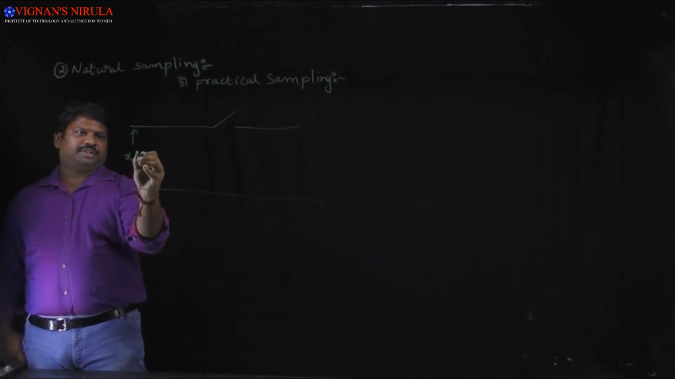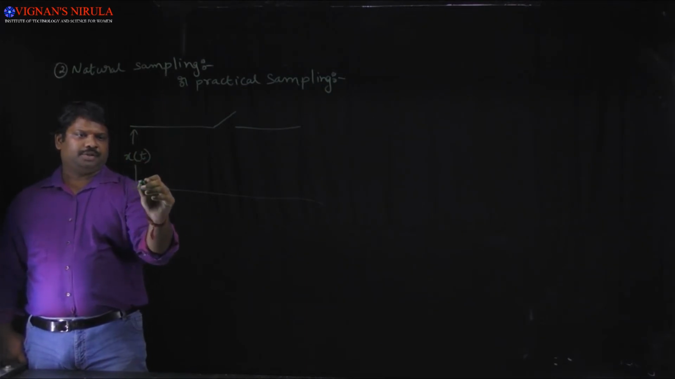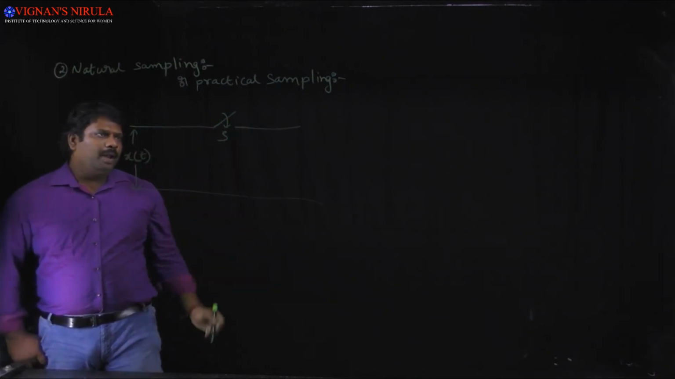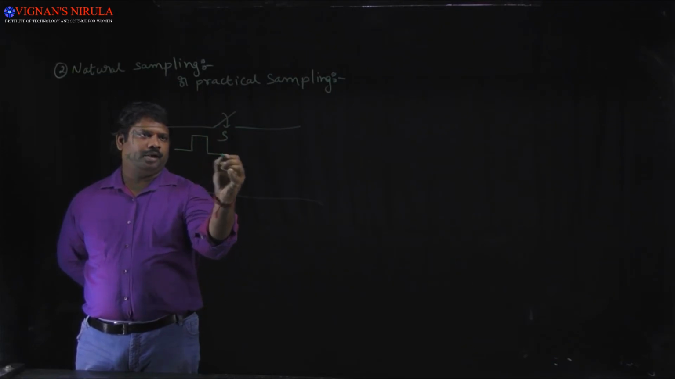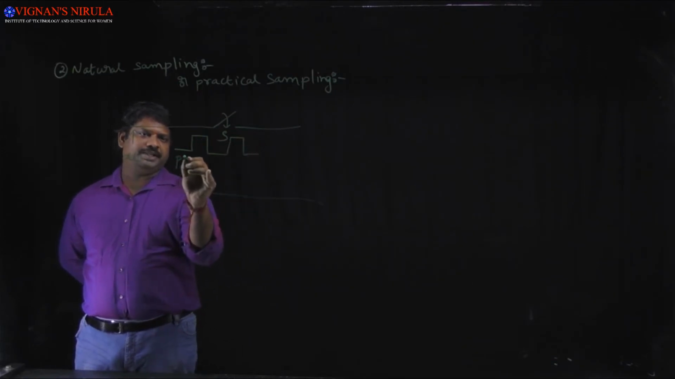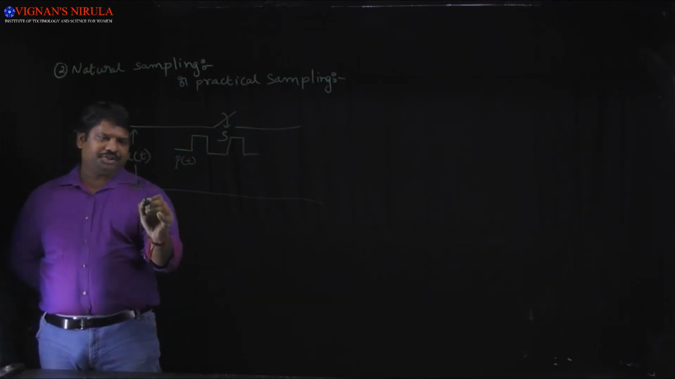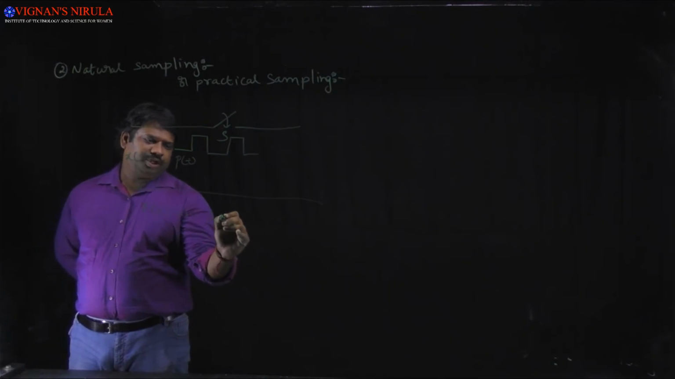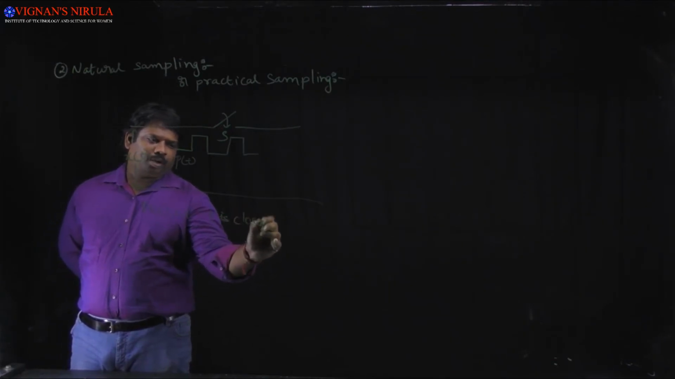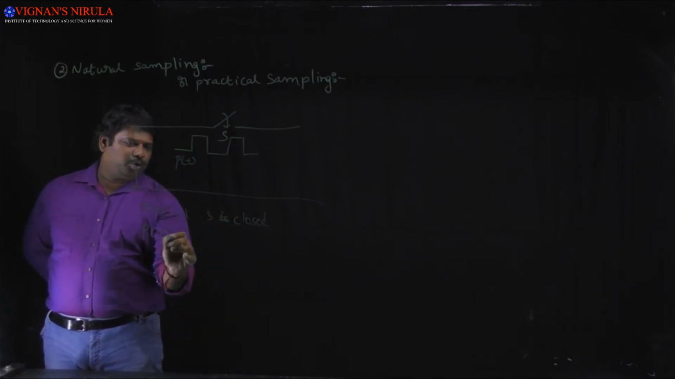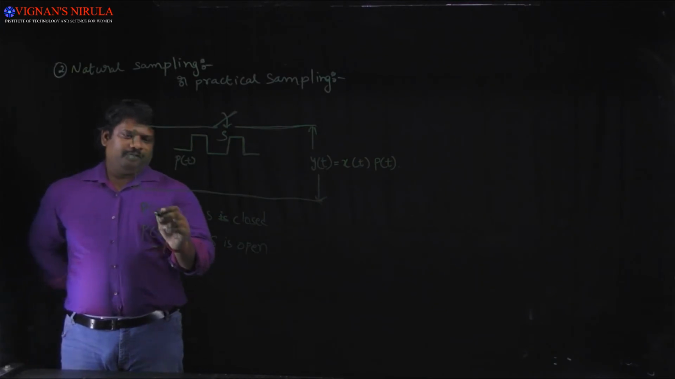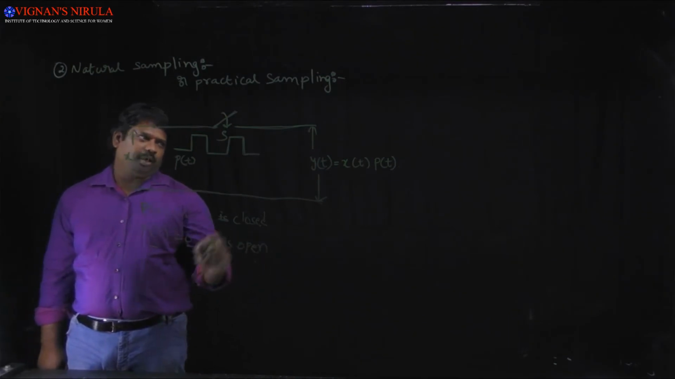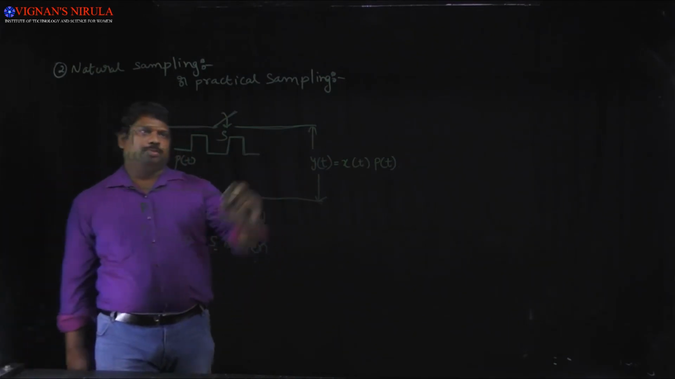For the switch connection, we'll take the input as x of t, and the switch will be operated by p of t like this. When p of t is 1, the switch will be closed. When p of t is equal to 0, the switch is said to be open. And we'll get the output like this.